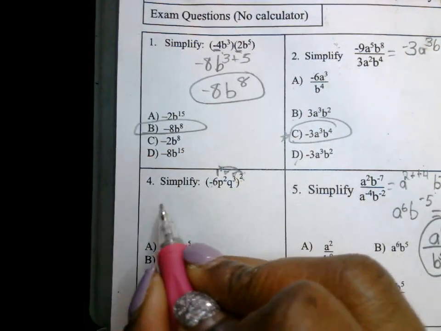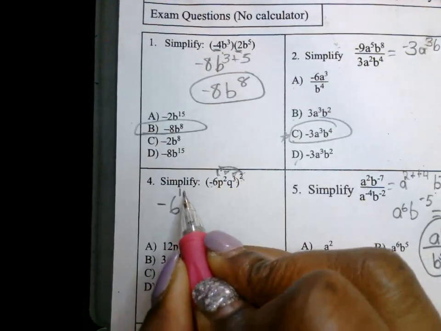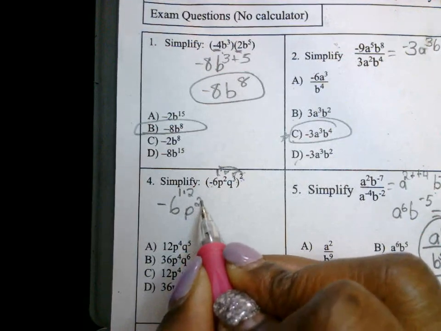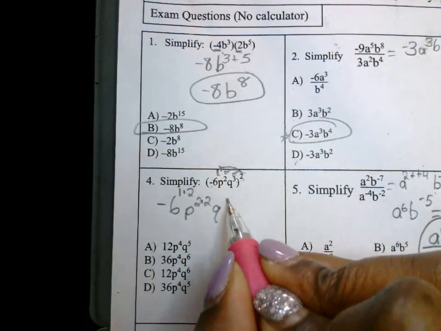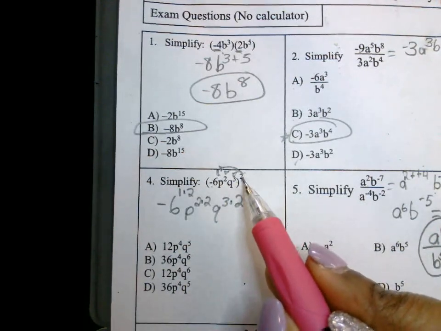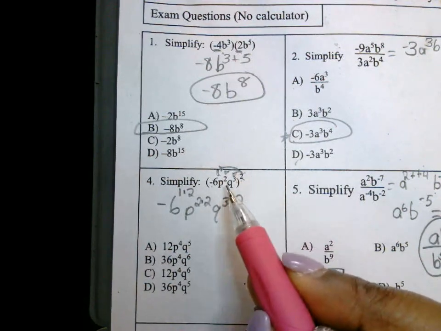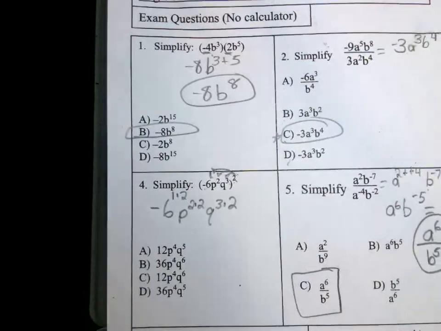So we're going to say negative 6, 1 times 2. We're going to say P, 2 times 2. We're going to say Q, 3 times 2. We're multiplying the exponent 2 times all the exponents in the parentheses. Any questions about that? All right.